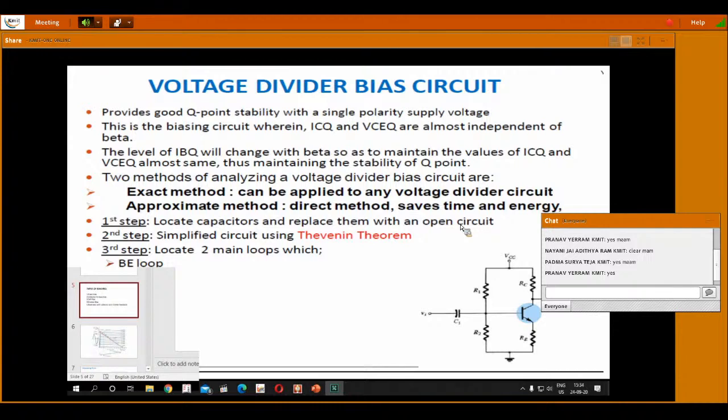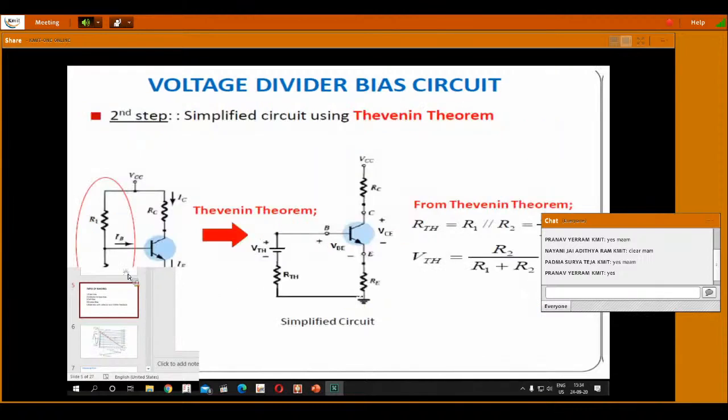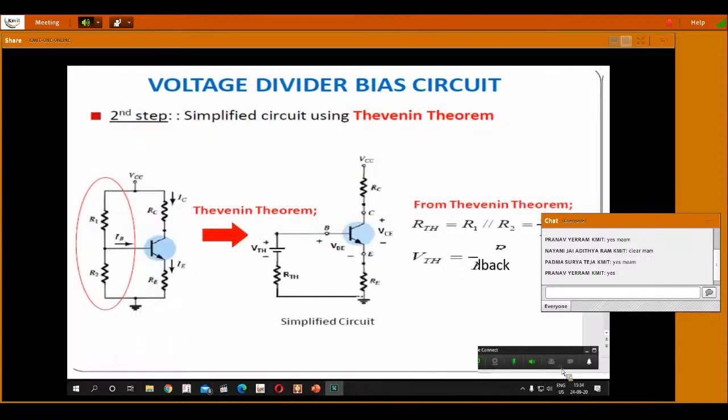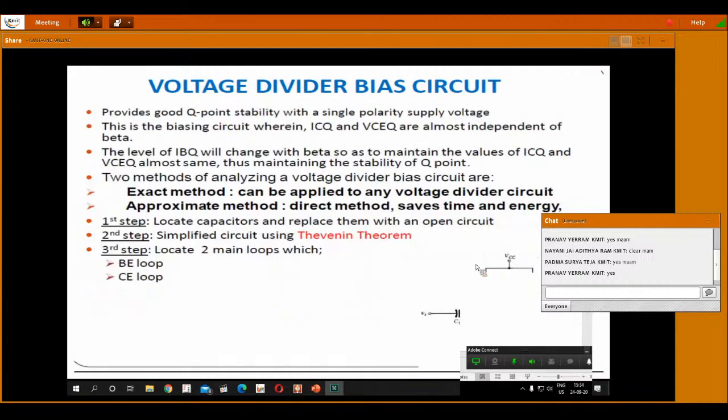Now, in order to analyze the DC analysis of the voltage divider biasing circuit, we have to use Thevenin's theorem, and we have to look at the two main loops, which are the input loop as well as the output loop. Now let me move to the analysis part. This is the circuit after replacing the capacitor, which is now in this circuit.